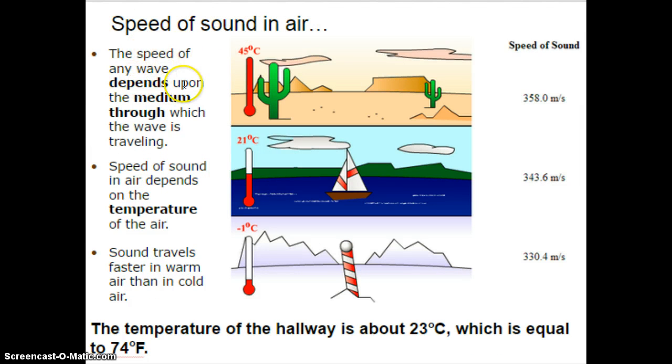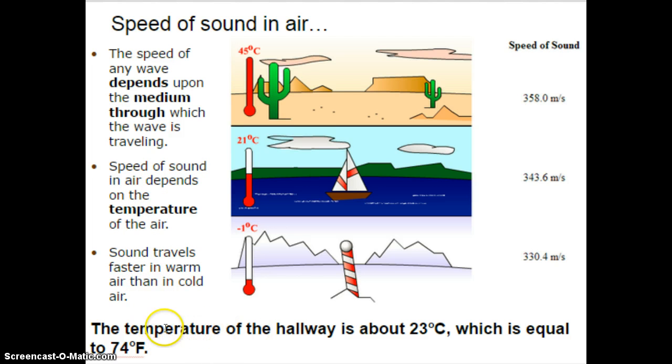So, the speed of sound in air. The speed of any wave depends on the medium through which the wave is traveling. At 45 degrees C, the speed of sound is 358 meters per second, right? At 21 degrees, it travels at about 344 meters per second. And at -1 degree C, it travels at about 330.4 meters per second. So the speed of sound in the air depends on the temperature. Sound travels faster in warm air than in cold.